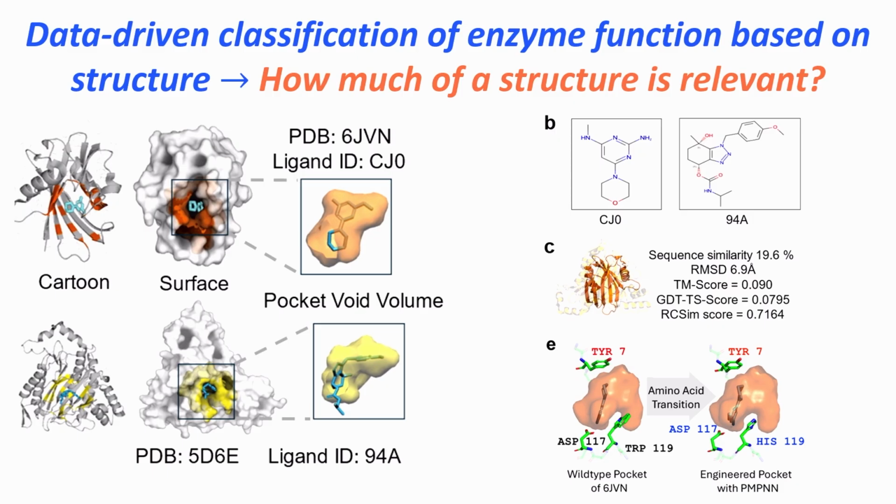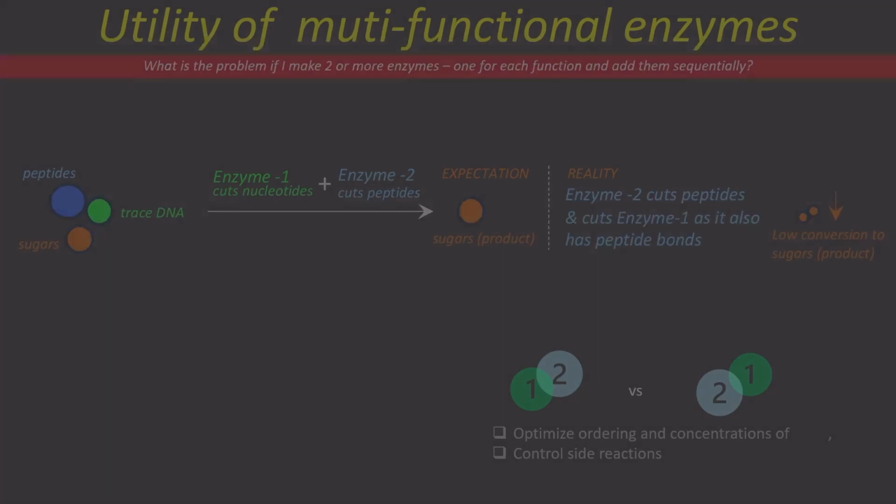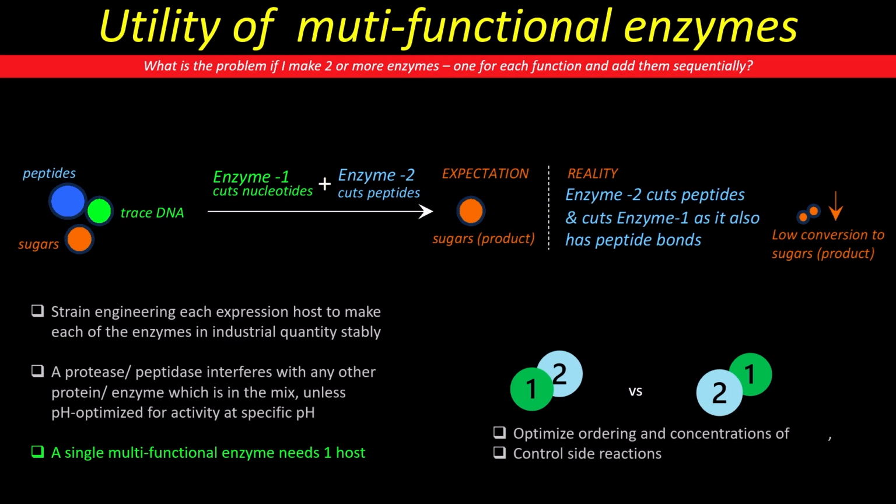So there is a question as to how much of the structure we should actually look at to understand the function. To this end, we've been looking at the more popular class of enzymes called hydrolases, and we've created a database of 40,000 hydrolases to understand how much of the structure is relevant.